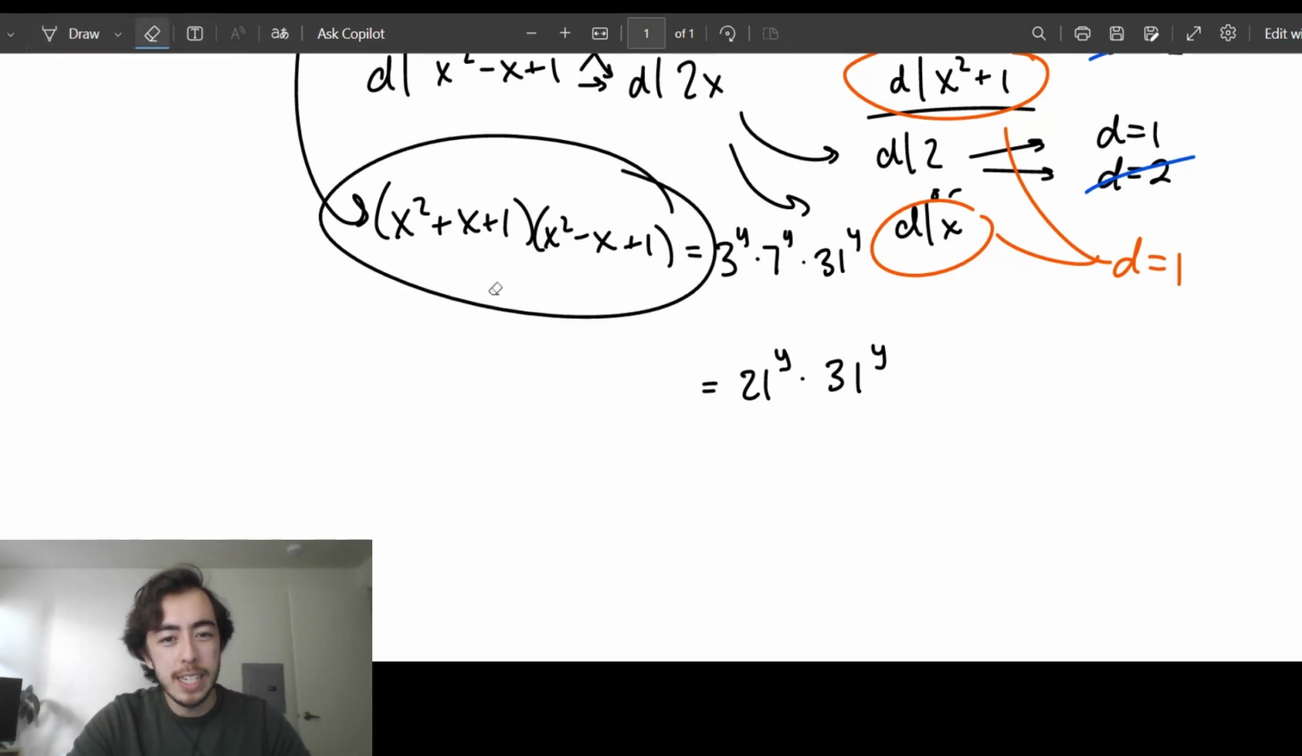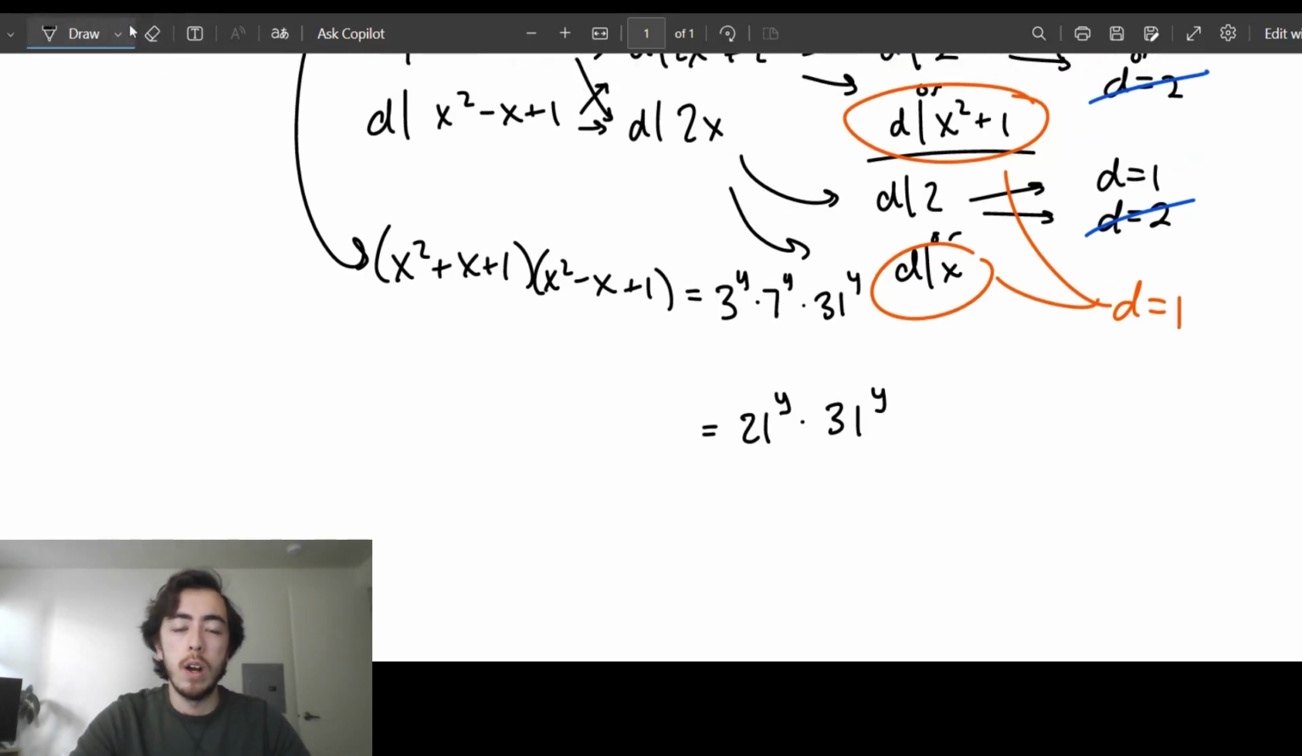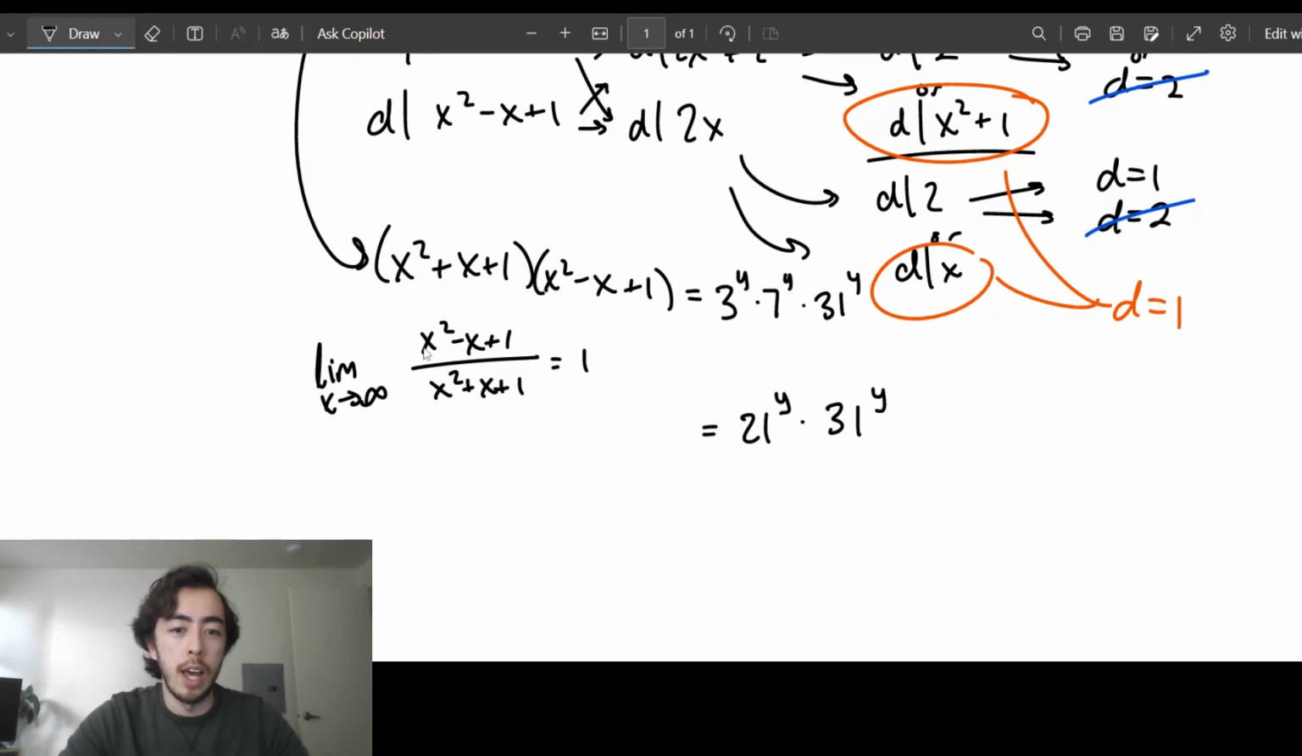But if we look at this side, both of these numbers are actually going to grow at the same speed. Thinking in terms of limits for a sec, if we took the limit as x went to infinity over here and just arbitrarily made a ratio out of these two factors, this would tend to 1. Basically, I'm just looking at the ratio of the leading coefficients, and it's just 1 divided by 1.